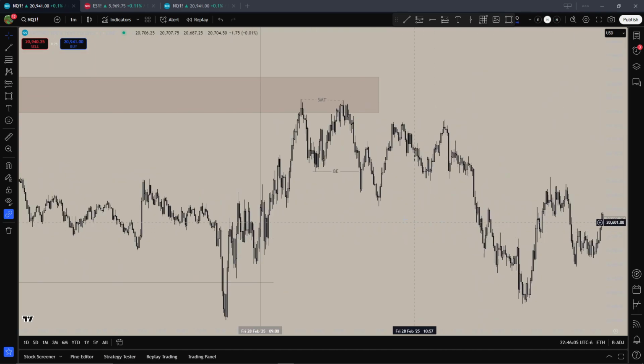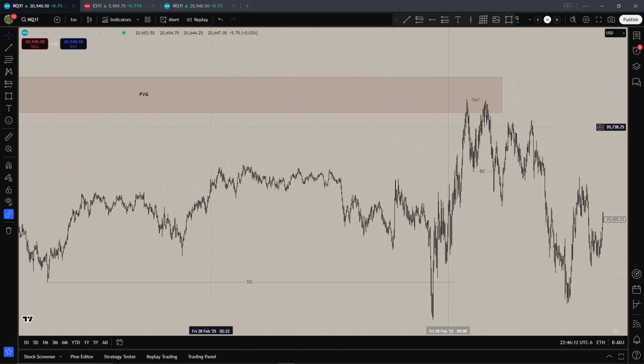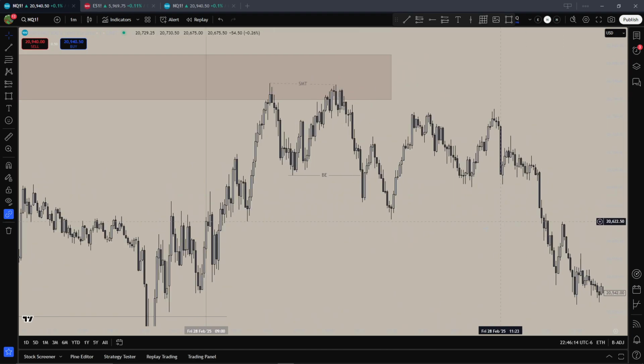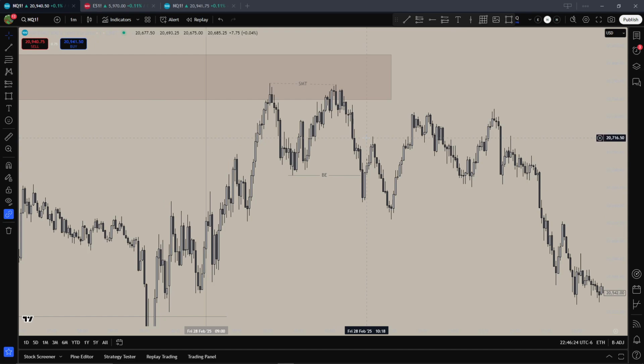So I took this short because of the 9 a.m. open. We didn't manipulate anything, and we just came up to this 15-minute fair value gap, and I saw the SMT buy side liquidity getting taken out, and it was holding. The 15-minute fair value gap was holding, so I took that short. It was a good setup for me to take, and it worked out.